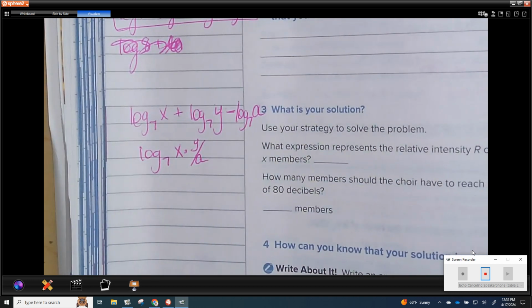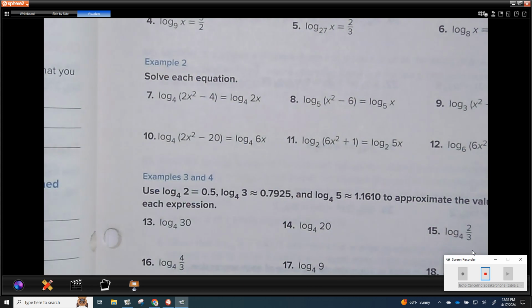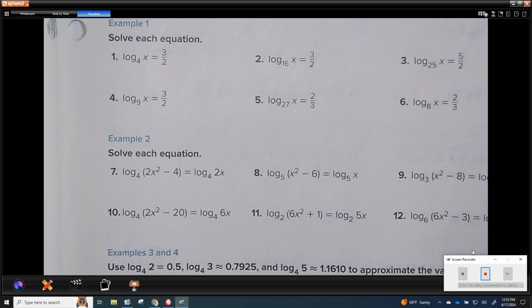All right, that's all for 8.2. Your assignment's pretty scattered throughout the problem set, so make sure and go online and find your assignment problems. Let me know if you have any questions.